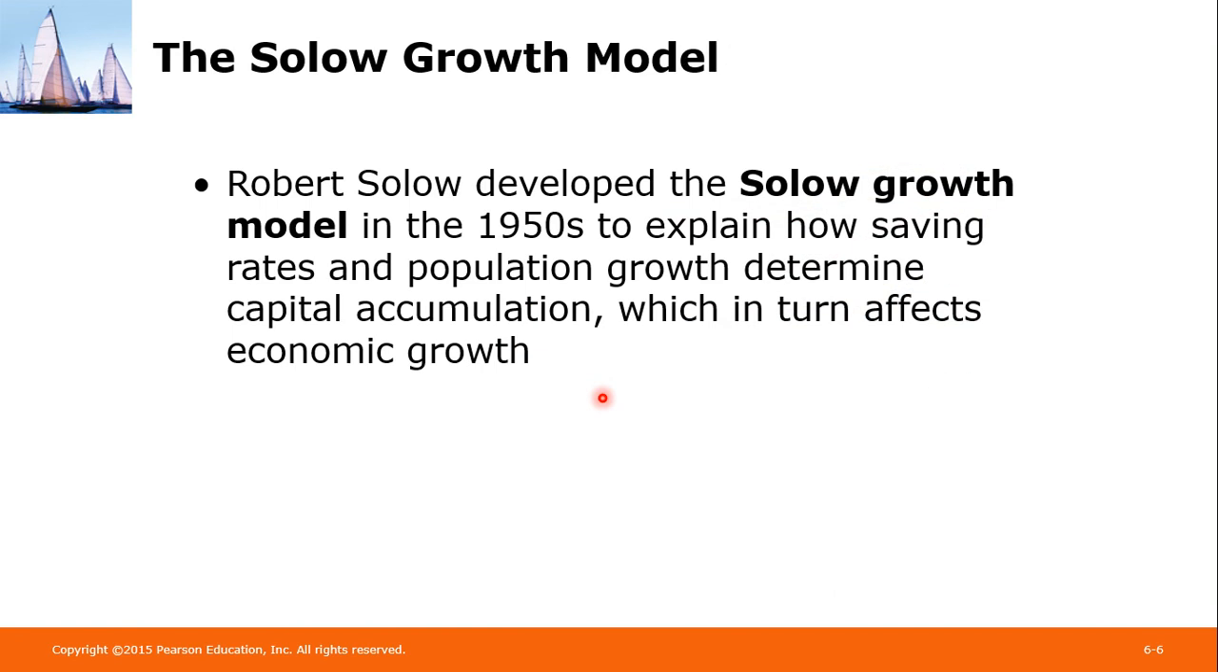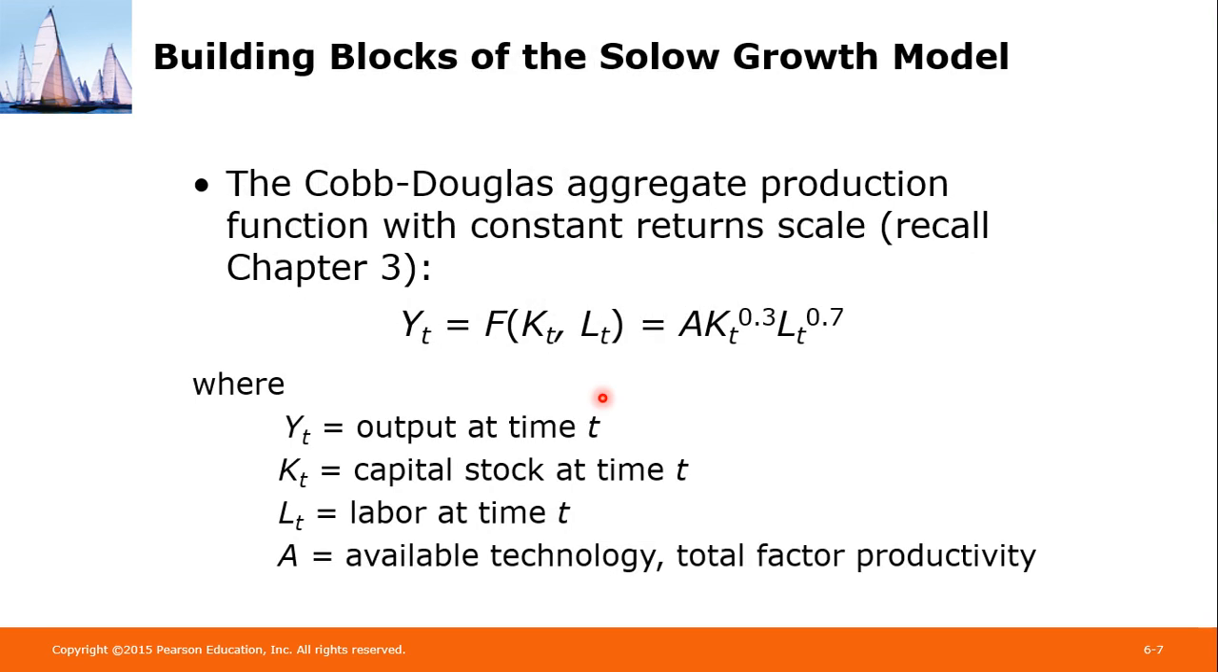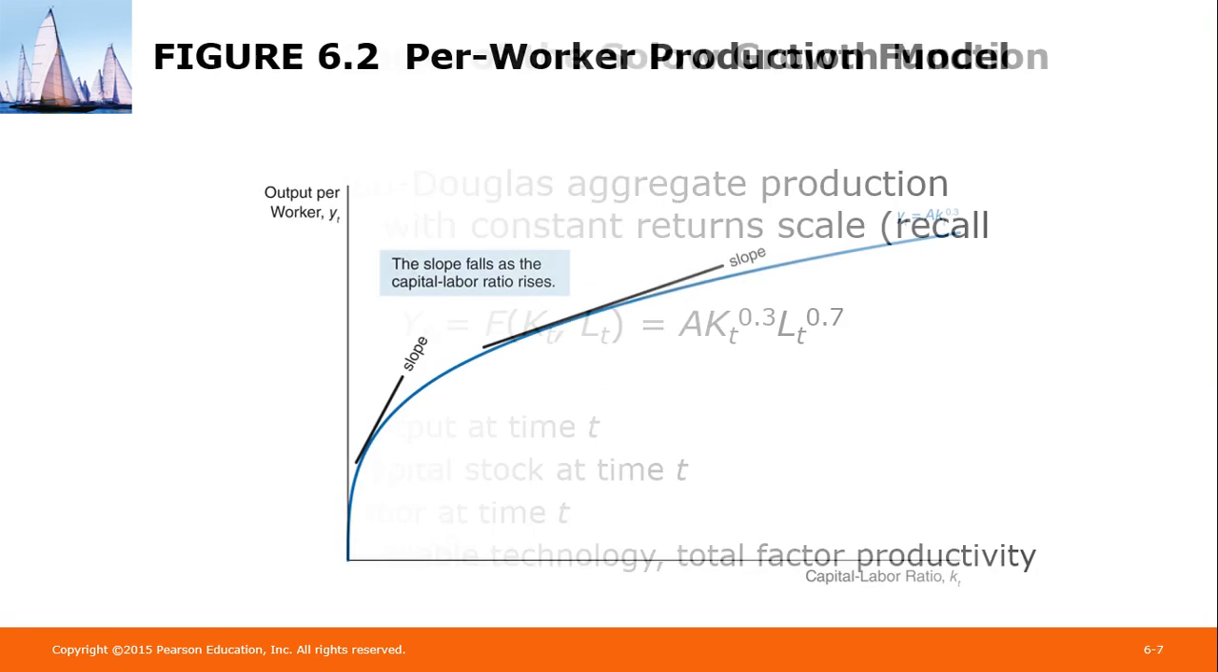Robert Solow developed the Solow growth model in 1950 to explain how saving rates and population growth determine capital accumulation. The basis of the Solow growth model is the Cobb-Douglas function. The Cobb-Douglas aggregate production function with constant returns to scale is represented as this. Y at time t is the output at time t, K is capital stock at time t, L is labor at time t, and A is the availability of technology. F represents that they are a function of output at time t.